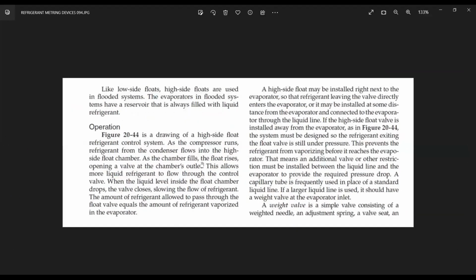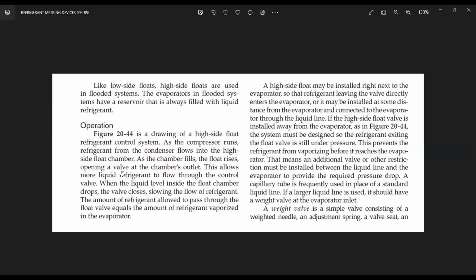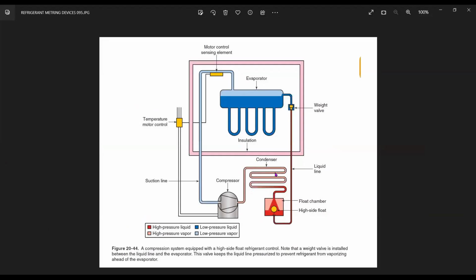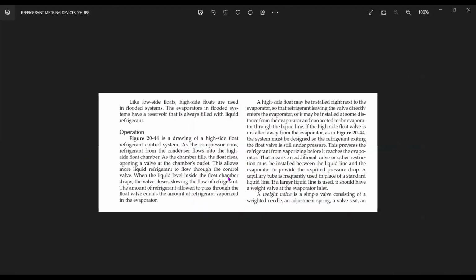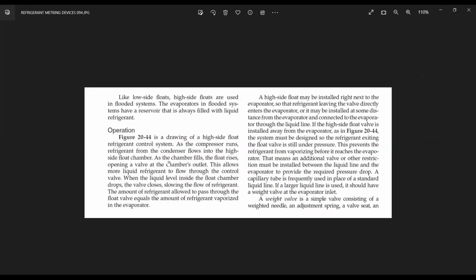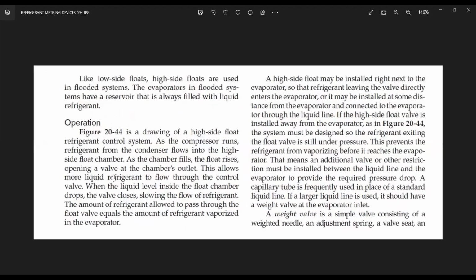And as the chamber fills, the float rises, opening the valve at the chamber outlet. जैसे ये chamber बढ़ता रहेगा, ये इसका float rise हो जाएगा. As you see this the ball will go up and it will open the high side float chamber. This allows more refrigerant to flow to the control valve.